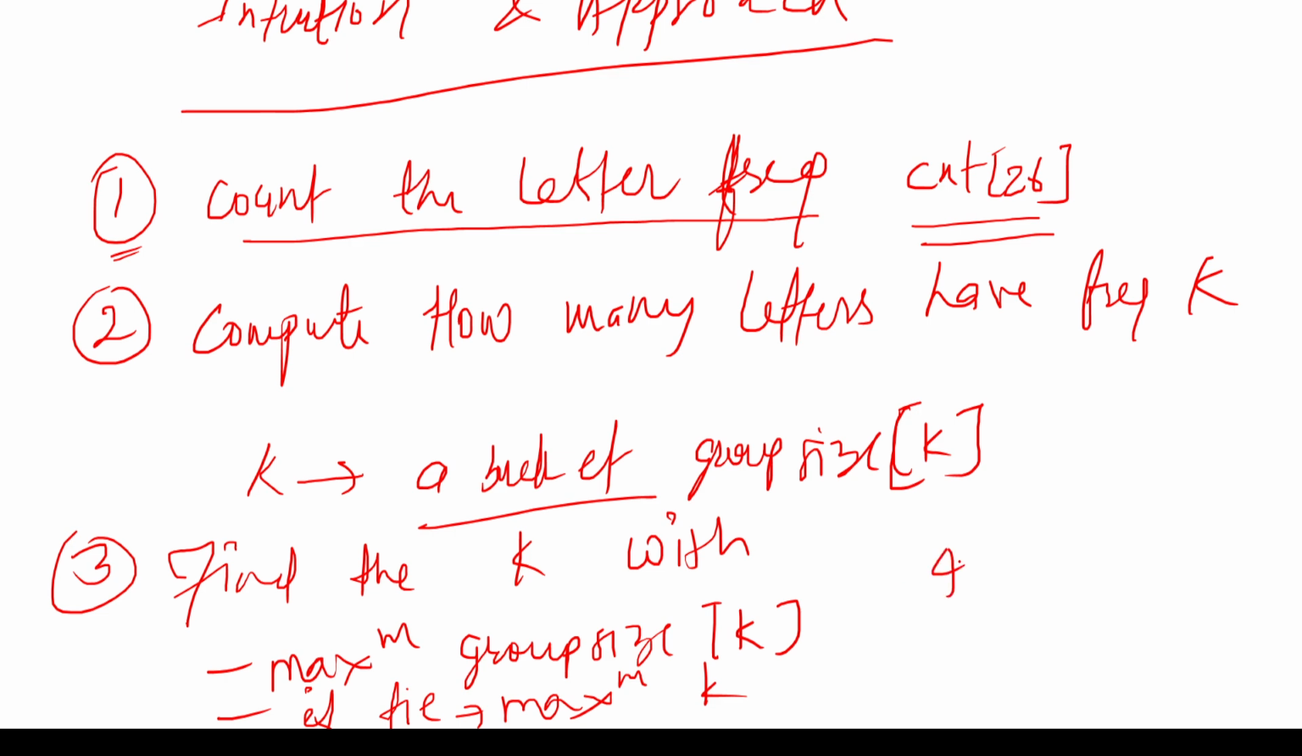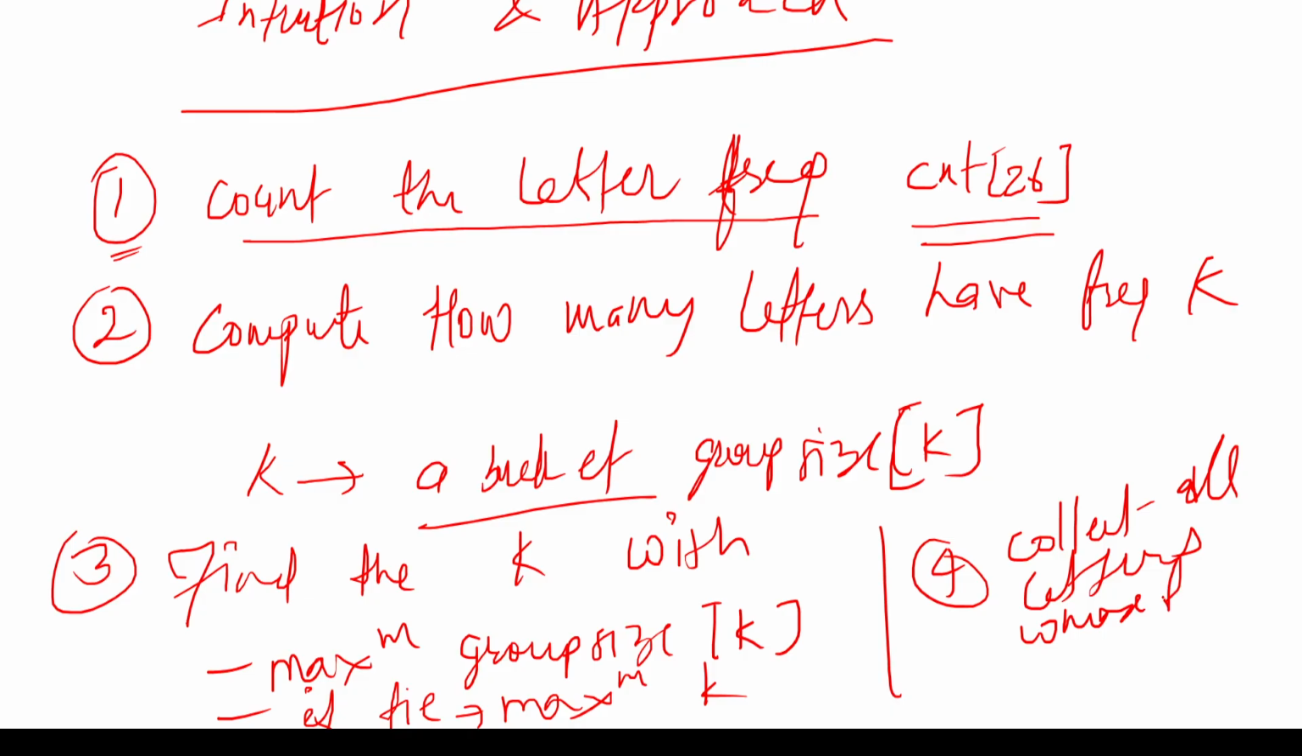And last, not the least, sorry guys, at the last we'll collect all the letters whose frequency is equal to that winning K, right? So we'll join all the letters into a string and return it. Okay, means we collect all the letters whose frequency equals the winning K, and join them into a string and return it. This is what we need to do.